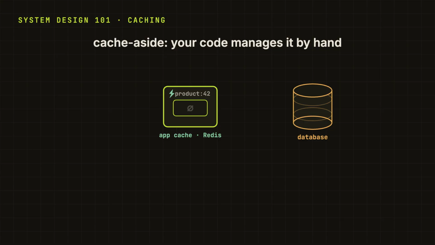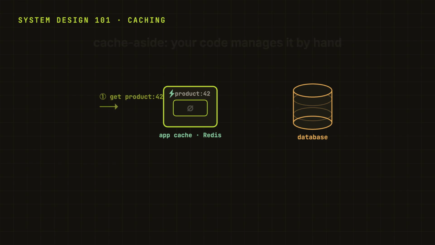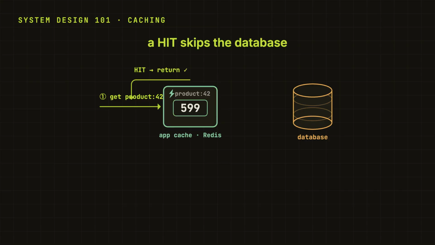The common pattern is called cache aside. And at high level, it is just your code managing the cache by hand. The read path is exactly what you would guess. A request comes in for product 42. Step 1. Ask the cache, do you have product 42? If yes, that's a hit. Return it. Done. If no, a miss.